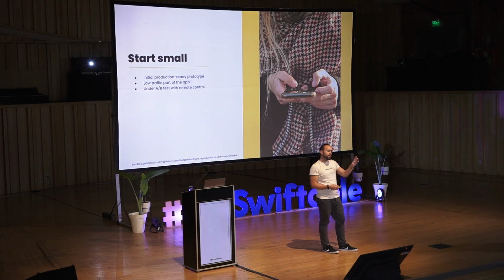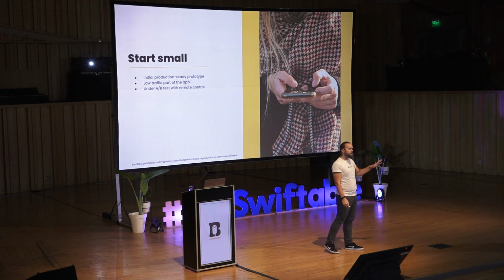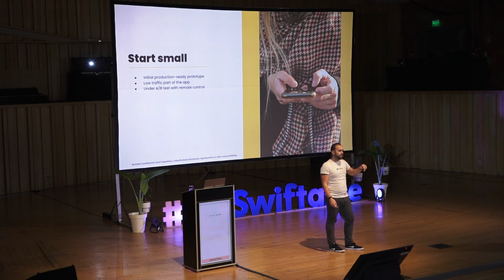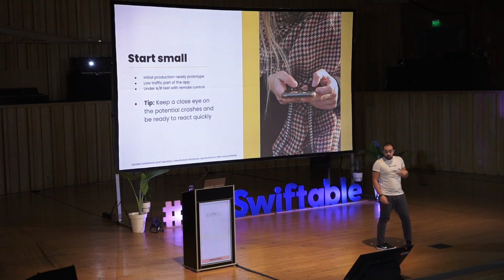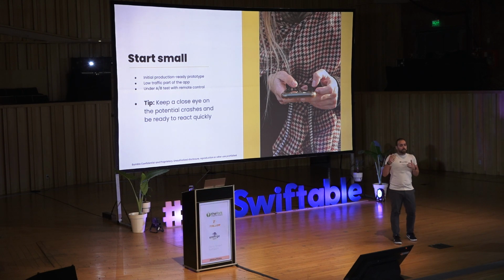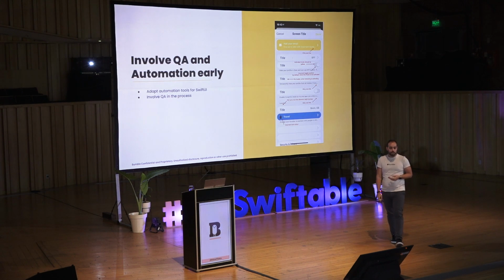Start small, pick a simple screen, low traffic, and then set an A/B test where you can always toggle the feature in production if the worst will happen, if you have crashes or something. This sounds obvious, so keep an eye on the crashes after this prototype because issues could happen, and because we don't have experience on this technology, we had to be able to react very quickly.